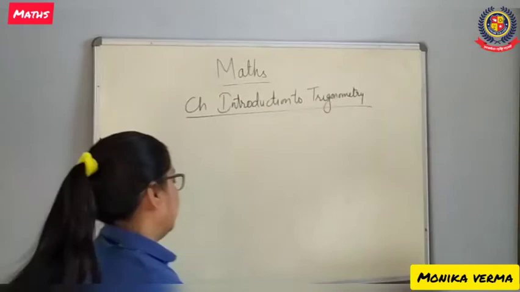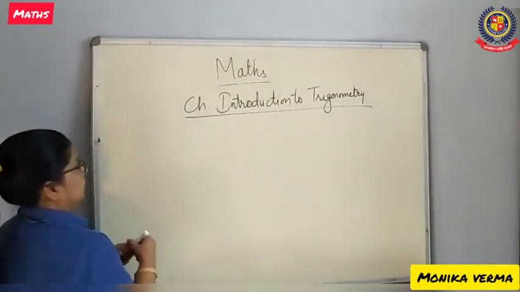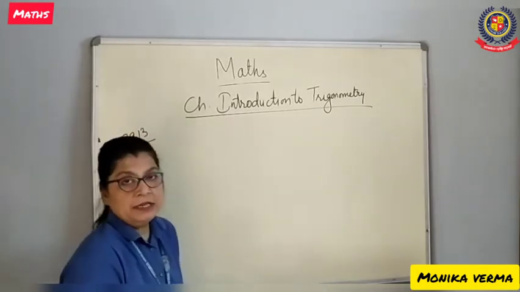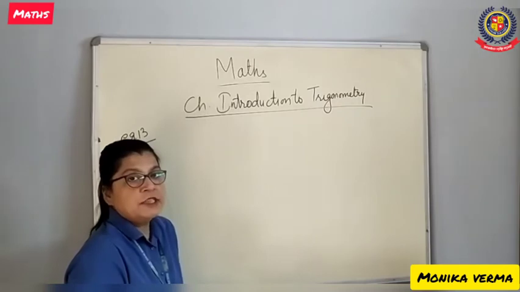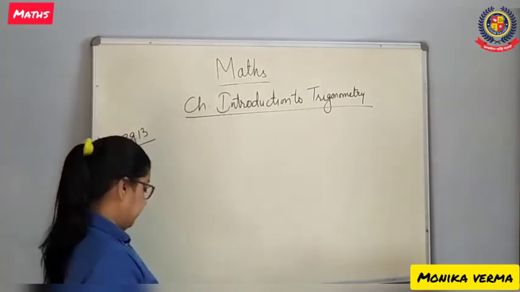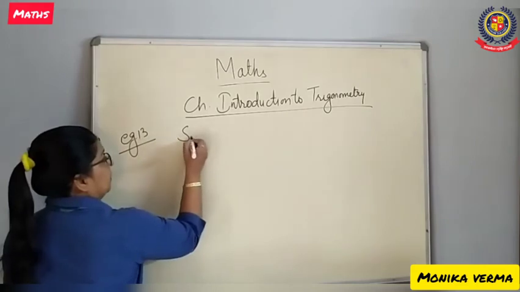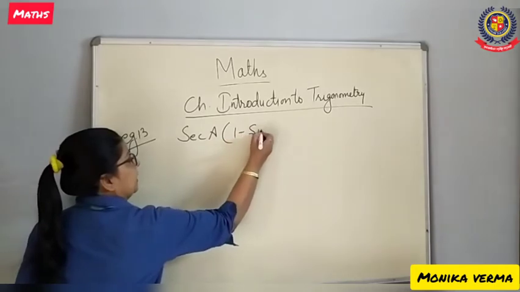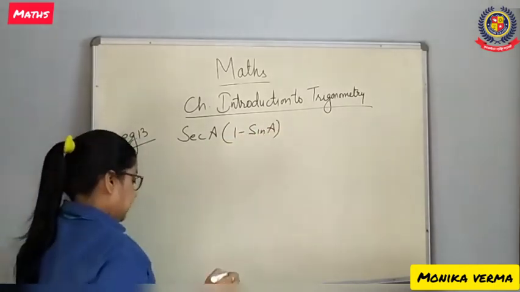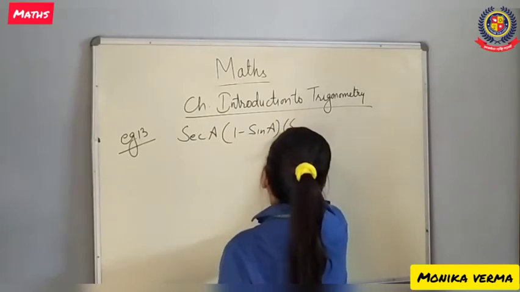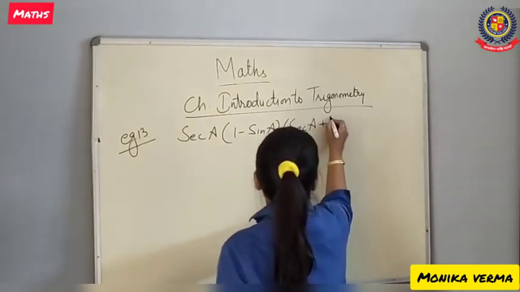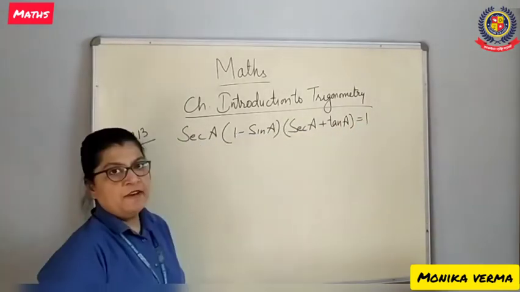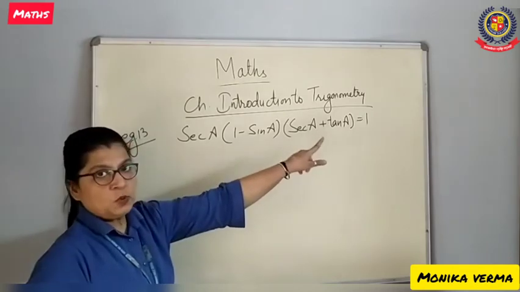But before that, we'll do example number 13, because example number 13 and question 5, all 10 parts are of the same type. So we'll do them all together. We have to prove (sec A minus tan A)(1 minus sin A)... sec A plus tan A times 1 minus sin A is equal to 1. We have to prove this LHS is equal to RHS.